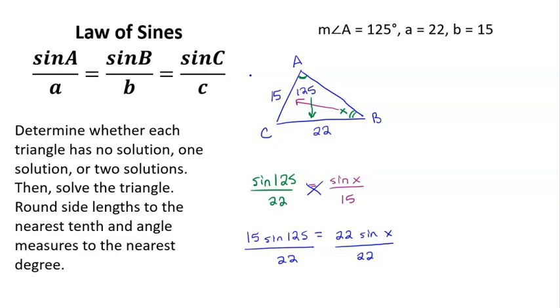And so now I'm just going to come up here. I have 15 sine 125 over 22 equals the sine of x. And then remember back when we were doing our trig ratios, I know that multiplying by the inverse is going to get rid of that and just give me x. And so now I'm going to take the inverse sine of this piece right here.